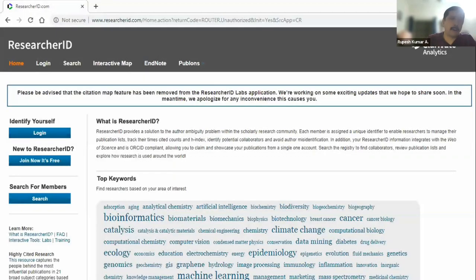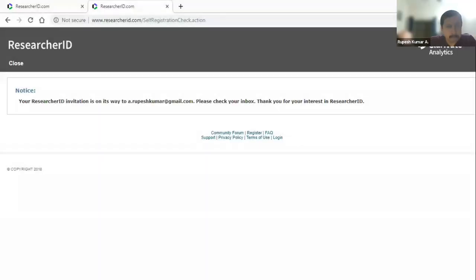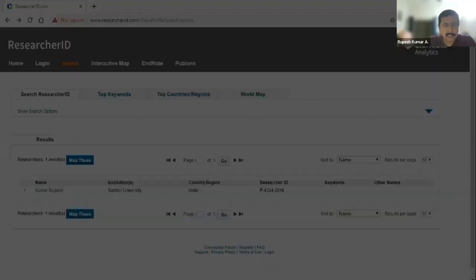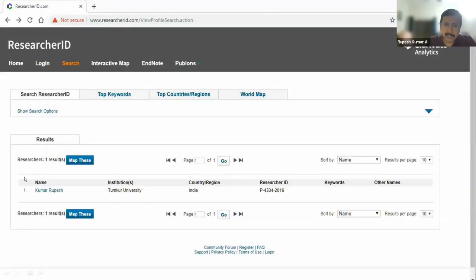The second platform is Researcher ID. Of course, Researcher ID is now merged with Clarivate Analytics. You can go to Clarivate Analytics to create Researcher ID. Earlier, it was an independent service, so it was on an invitation basis. Invitation will be sent to your email. Email will come like this. You need to verify your email and then create your Researcher ID.